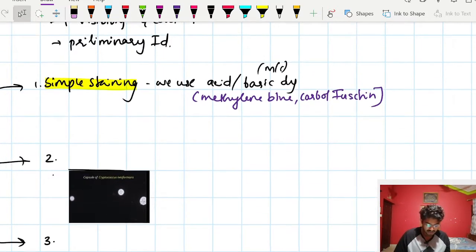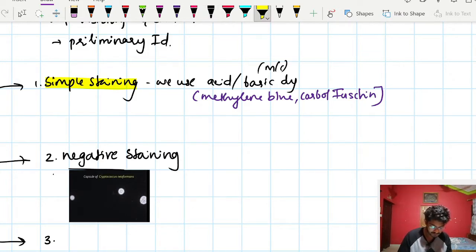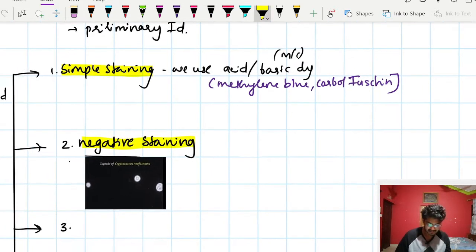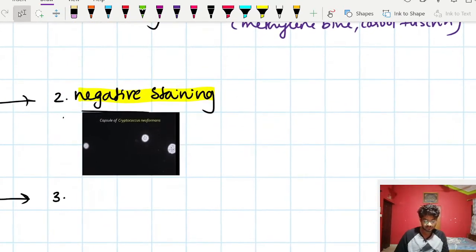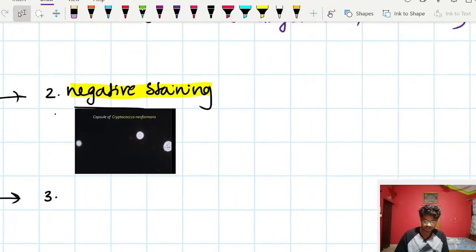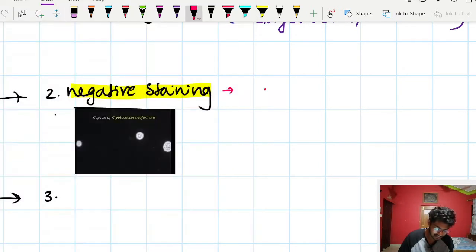Okay, so the next one is negative staining. What happens in the negative staining technique is that our capsules and our cytoplasm are mostly acidic, so they have a negative charge. Acidic means a COO minus terminal will be there, so it is negative inside the capsules and the cytoplasm. Examples of negative stains are India ink and nigrosin. Both are acidic in nature.